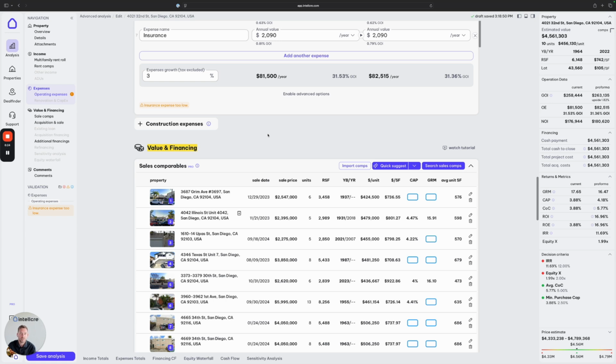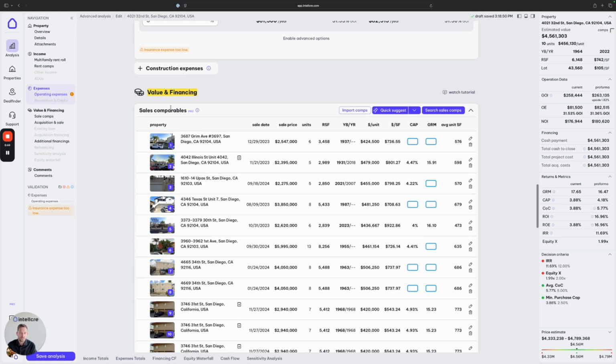We can look at sales comps. We can factor in our financing scenarios. We can look at sensitivity, and we can basically declare what our assumptions are around the acquisition and the sale, or eventual sale, of this deal. So let's jump right into it.